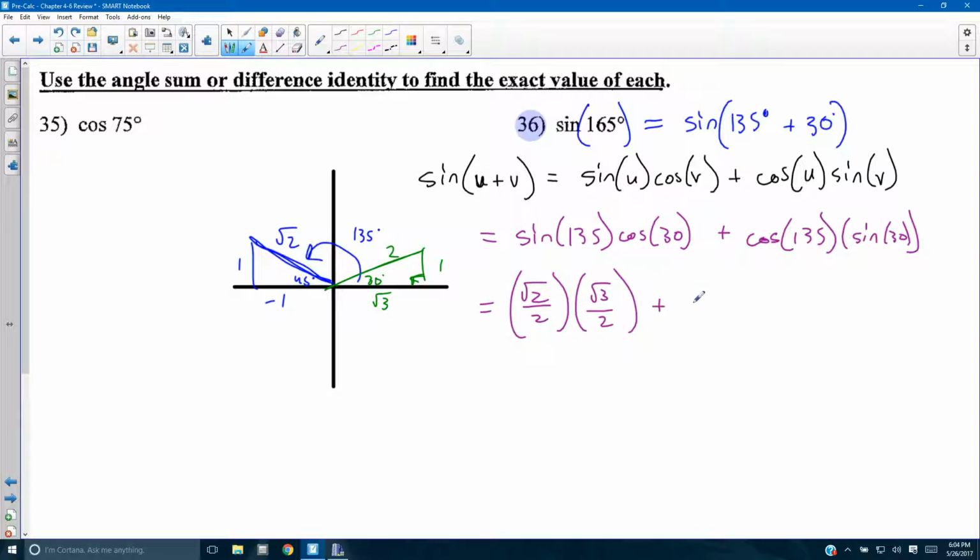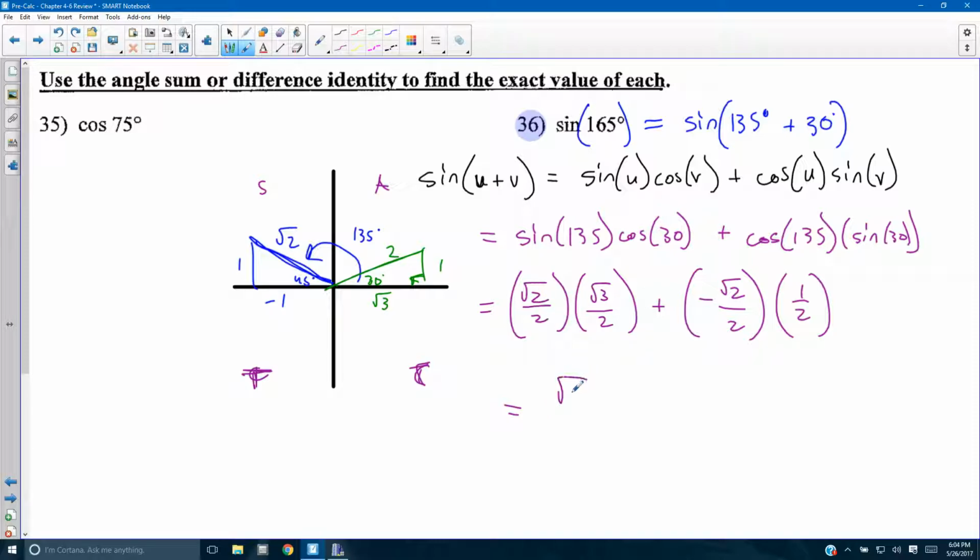Okay, plus we'll do cosine of 135. Now, in all students take calculus, cosine will be a negative answer here, and that makes sense. Negative 1 over root 2, it's negative root 2 over 2, times sine of 30, that's 1/2. So our final result here, well, not final, but let's clean this up a little more.